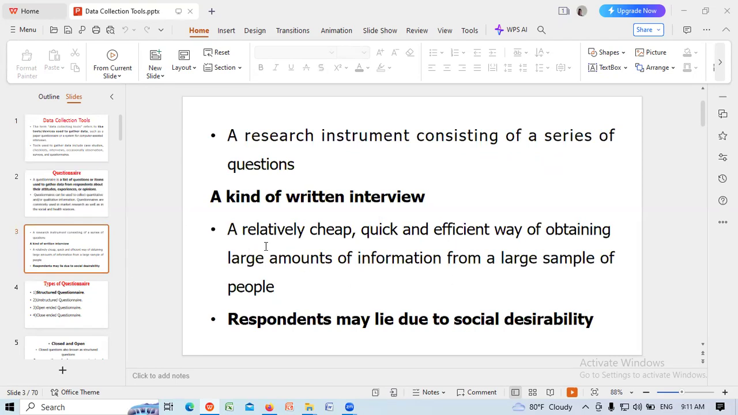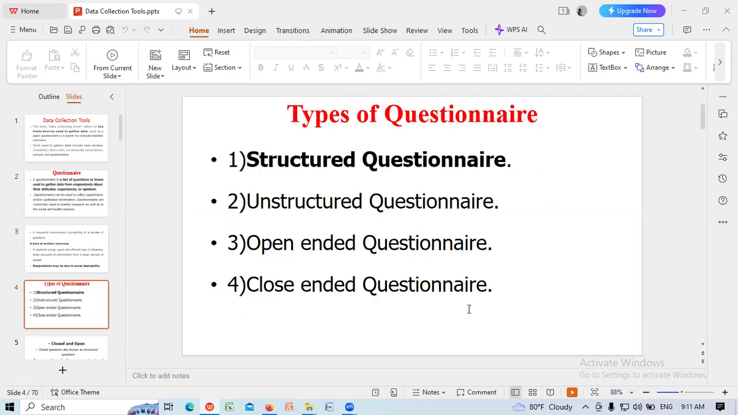A questionnaire is a research instrument consisting of a series of questions, a kind of written interview, and a cheap, quick, and efficient way of obtaining large amounts of information from large samples of people. Respondents may lie due to social desirability.